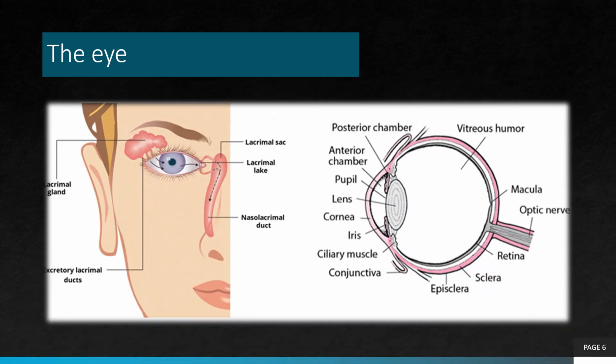This diagram provides a detailed look at the anatomy of the eye and the structures involved in the tear drainage system. On the left side of the image, you can see the external structures of the eye, focusing on the lacrimal system. The lacrimal gland, located just above the outer corner of the eye, is responsible for producing tears. These tears then flow across the eye and collect in the lacrimal lake, which is the small pool of tears found at the inner corner of the eye.